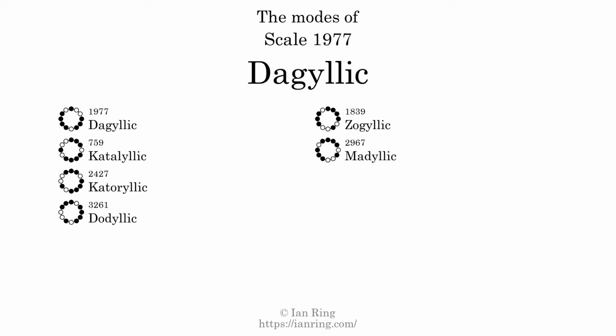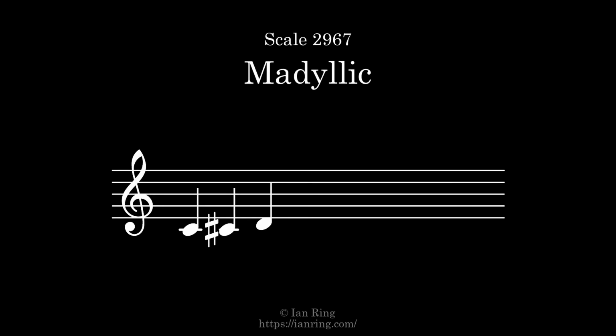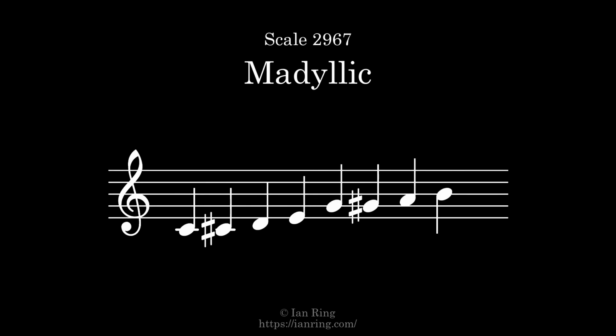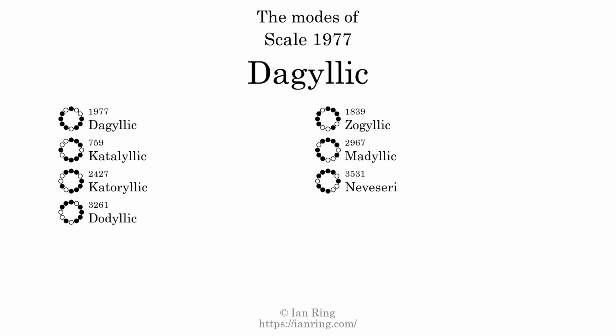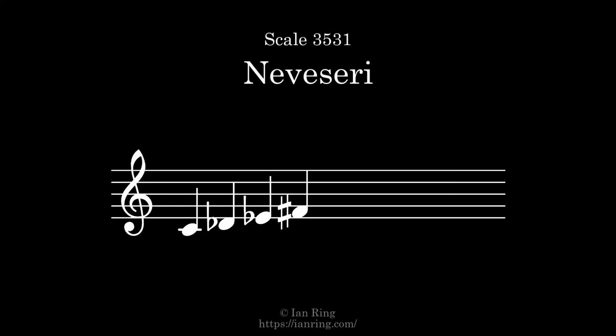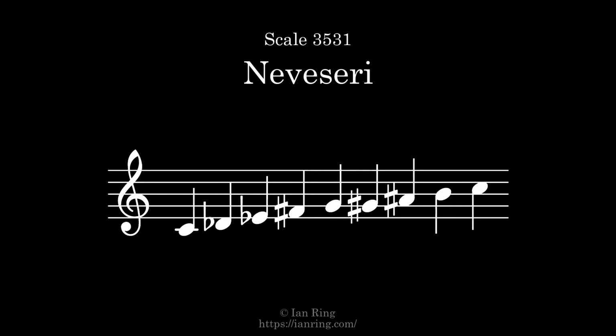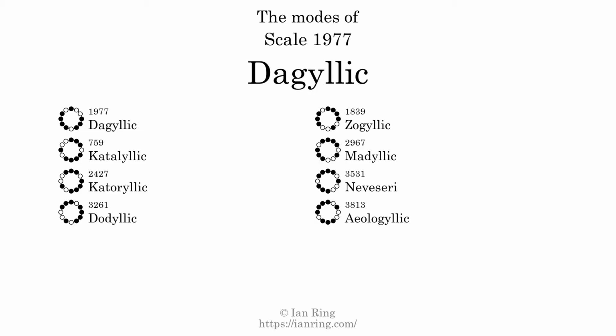The sixth mode is scale 2967, also known as Dagyllic. It sounds like this. The seventh mode is scale 3531, also known as Anniversary. It sounds like this. The eighth and last mode is scale 3813, also known as Dagyllic. It sounds like this.